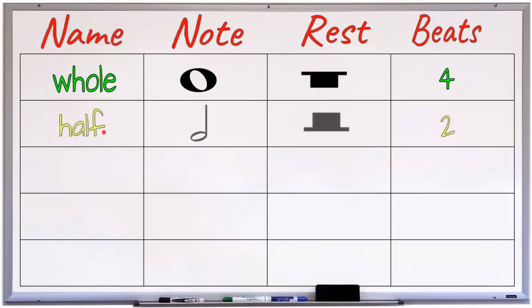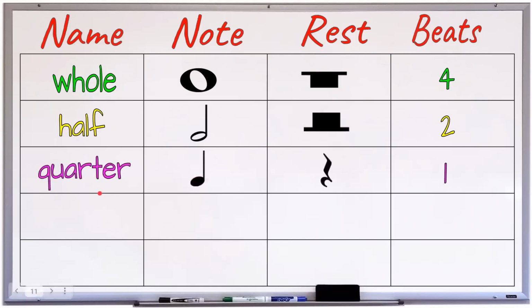Next, let's go to half. This is the half note. This is the half rest. They both have 2 beats, or the time value. The note has 2, and the rest also has 2.